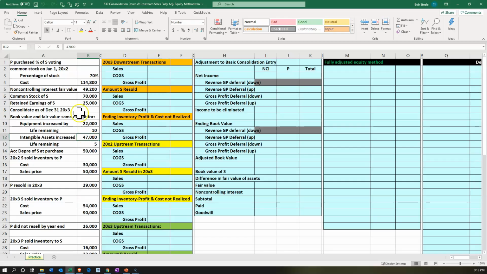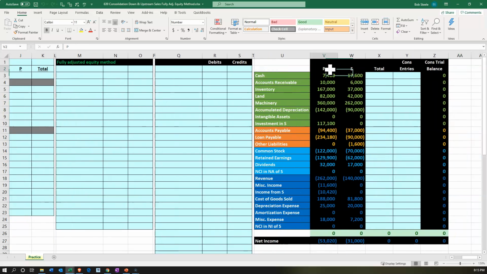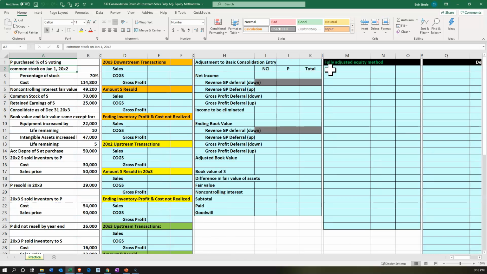Here we are in our Excel worksheet. We're going to have the information on the left. We're going to enter that into the blue area on the right. We're going to have our worksheets, and then on the far right, we're going to have our information for P and S that we're going to be consolidating and then entering our consolidation entries into the consolidation worksheet. And then we're going to go back to our information and see what we have.